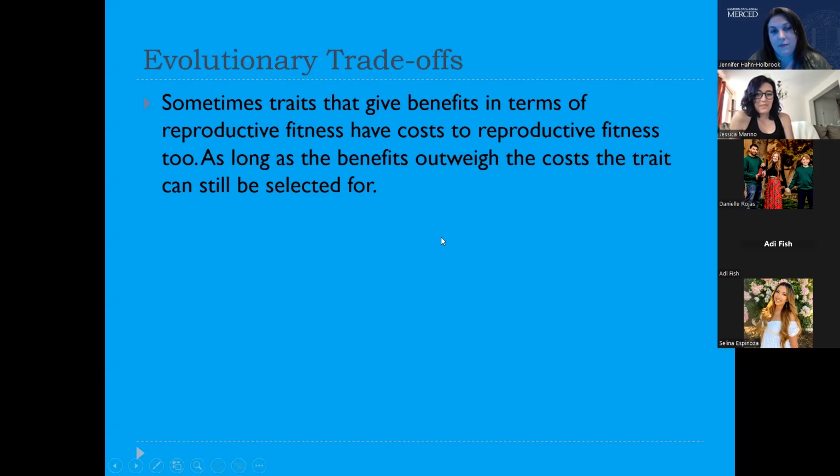All right. And then the last one, and probably the most important evolutionary constraint that explains why we get sick, are these evolutionary trade-offs. So sometimes a trait can have a benefit in terms of one thing, like reproductive fitness, but it has costs on other types of fitness, other areas. As long as the benefits outweigh the cost of the trait, it can be selected for. So evolution doesn't have a plan. It's not an economist, deciding what's the best thing. It's just, are they surviving and reproducing more? Yes or no. If the answer is yes, keep that trait.